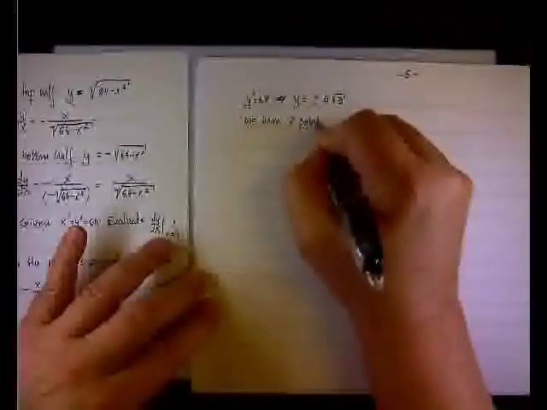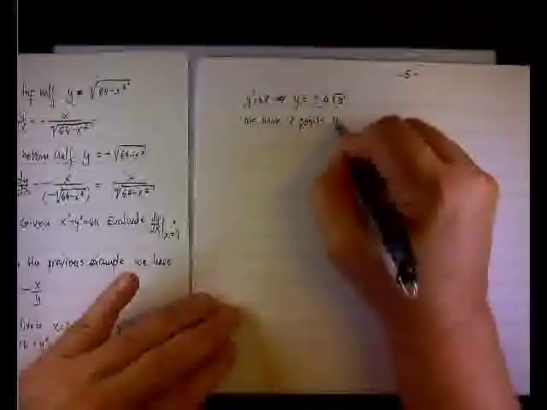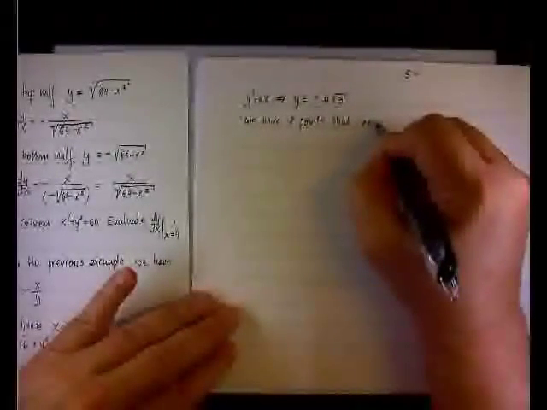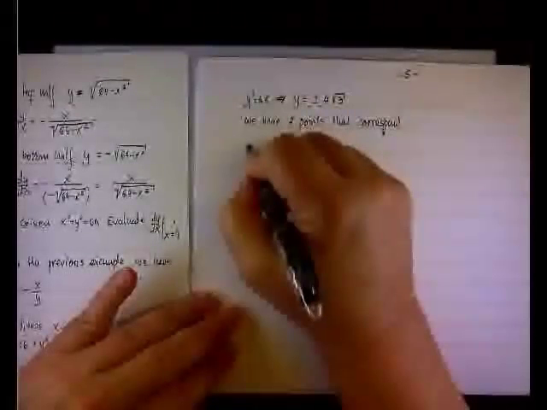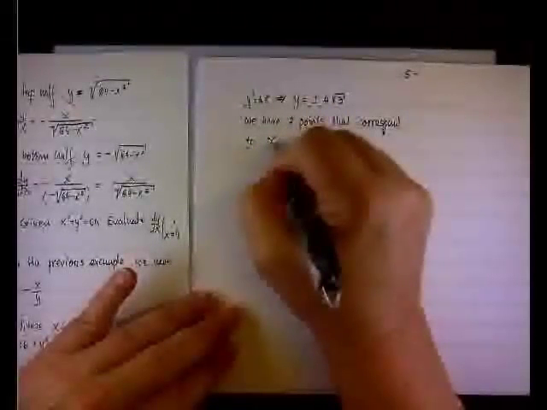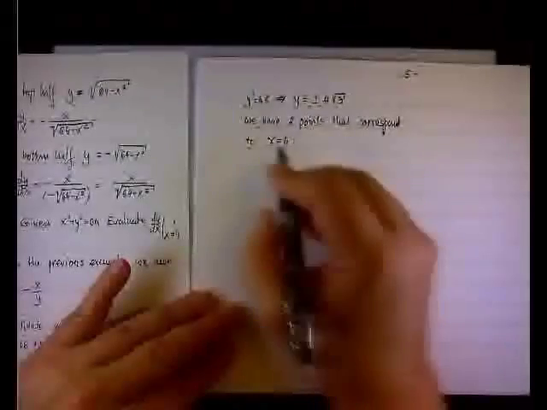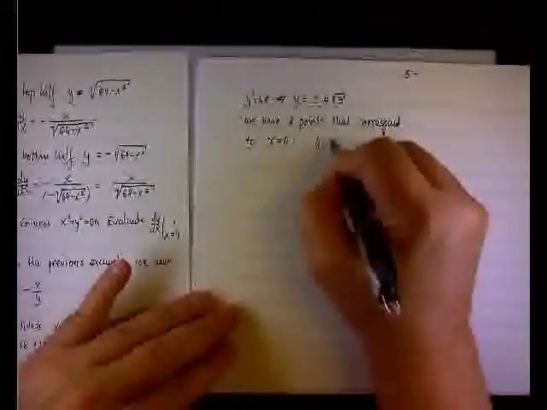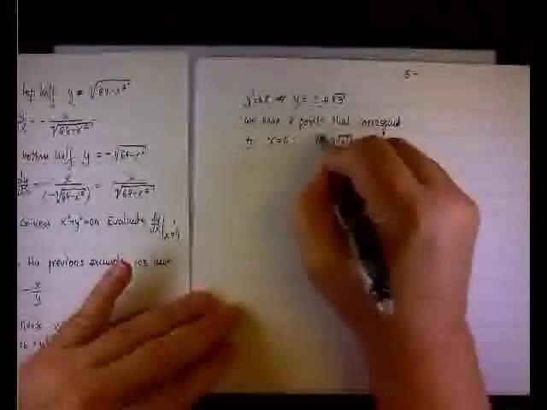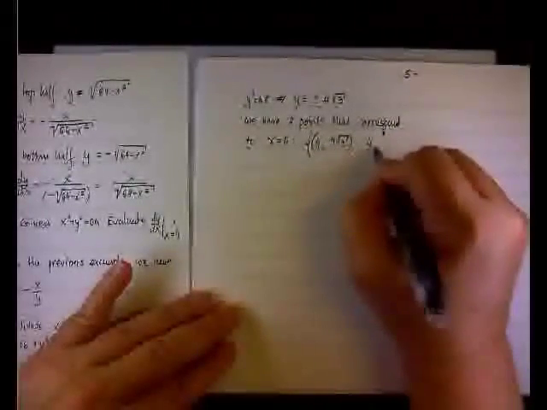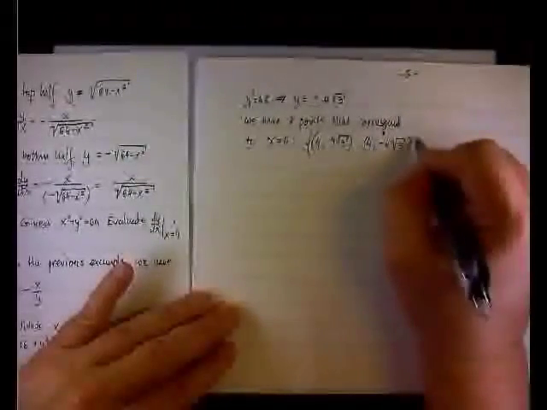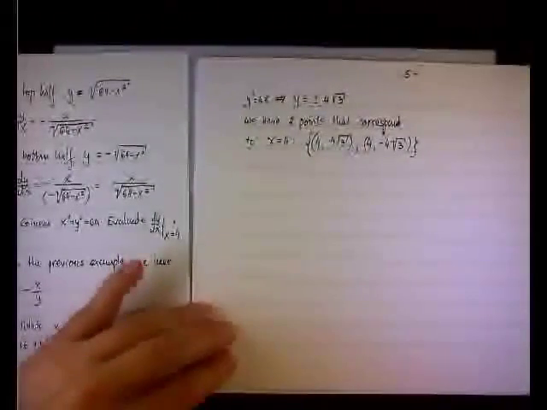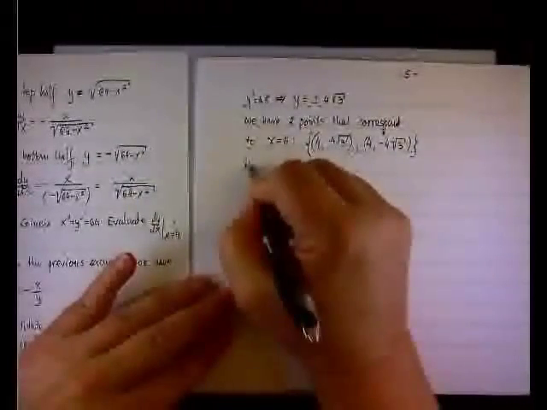We have 2 points that correspond to x equals 4. That's why the circle is not a function, right? It doesn't have this uniqueness. So we have (4, 4 square root of 3), and also we have (4, negative 4 square root of 3). So those are the 2 points on the circle, one on the top half, the other one on the bottom half.